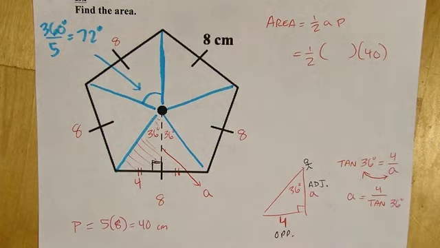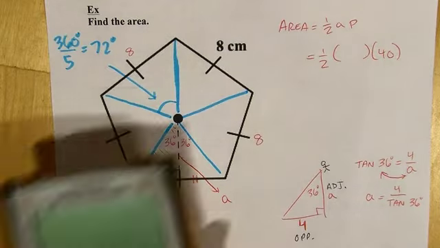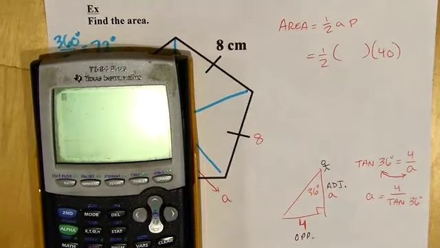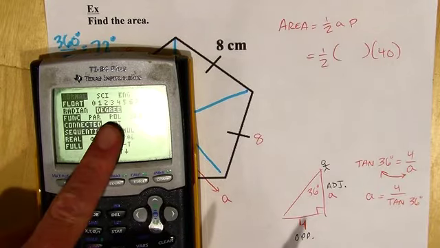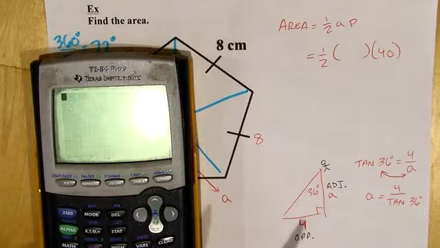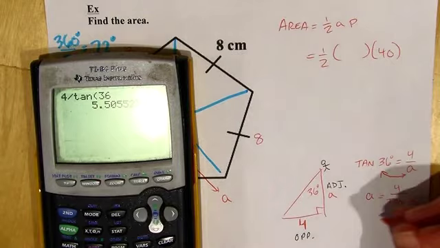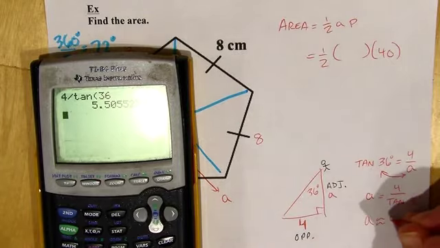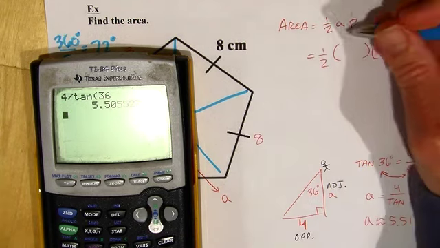Okay, and now I can use my calculator to figure out what 4 divided by the tangent of 36 degrees is. Okay, and you're probably in degree mode, but if you're not, you want to make sure you are in degree mode because our angle there is in degrees. So I'm hitting mode. I can see I am in degrees. Okay, so 4 divided by the tangent of 36 degrees is about, I'll call it 5.51. It's approximately 5.51. Now I found the apothem, right there.